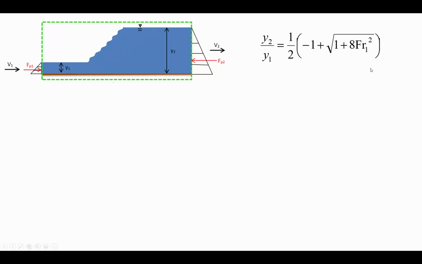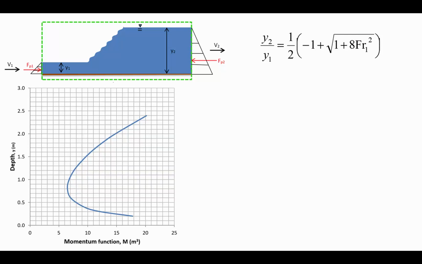Well, it's because the bigger the Froude number, the larger Y2 is going to be. Think about it algebraically: when we move Y1 over to the right-hand side of the equation, then what determines Y2 is just how big the Froude number is. So how supercritical are conditions? And if it's really supercritical, then the new Y2 depth is going to be large. And we can see that effect graphically with a momentum function.